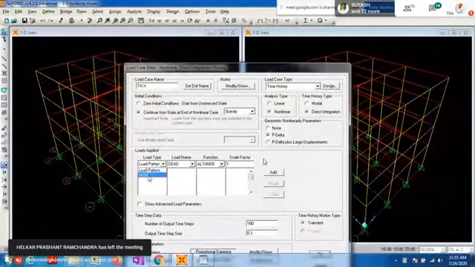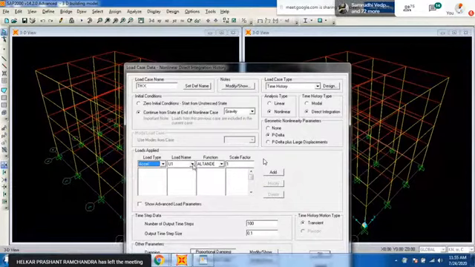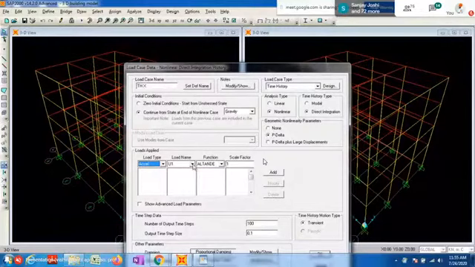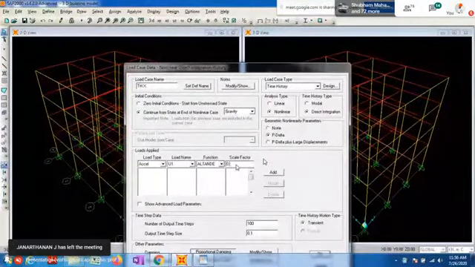Here the load type is acceleration, in the U1 direction. The function is already defined. And how much should the scale be? These accelerations are in centimeter per second square, and the unit of our model is meter. So all the readings need to be converted from centimeter to meter. So it is 1 divided by 100, that is 0.01. Add this.